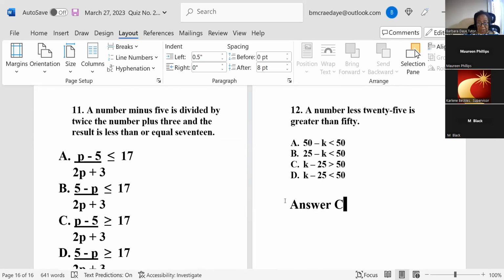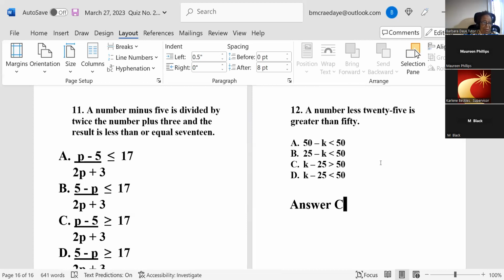Because less means subtracting. So a number less 25 means you subtracted the 25 from a number. We call it K. And if it's greater than 50, there's the greater than symbol. Any questions?